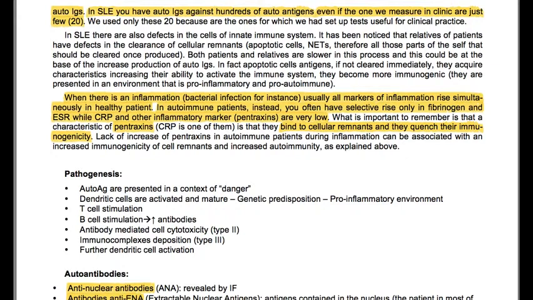What is important to remember is that a characteristic of pentraxins, CRP is one of them, is that they bind to cellular remnants and they quench their immunogenicity. Lack of increase of pentraxins in autoimmune patients during inflammation can be associated with an increased immunogenicity of cell remnants and increased autoimmunity, as explained above.